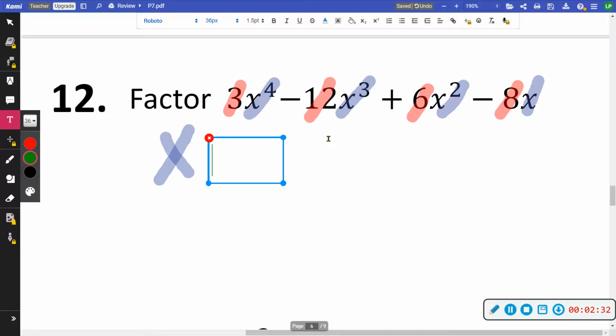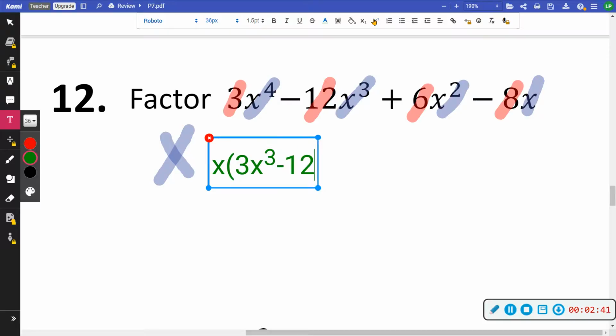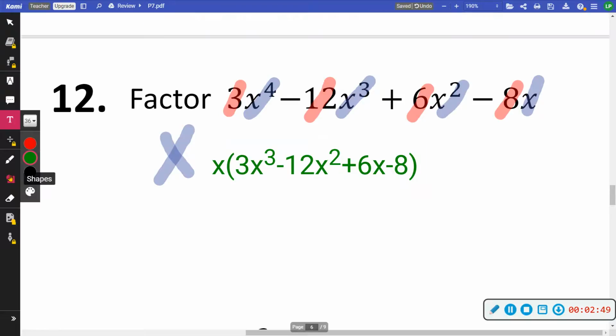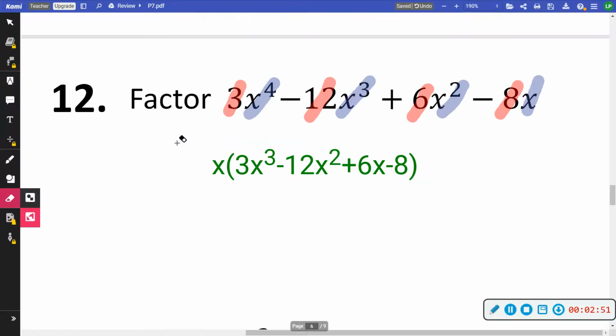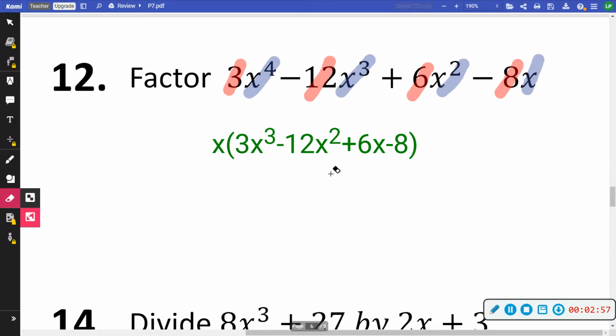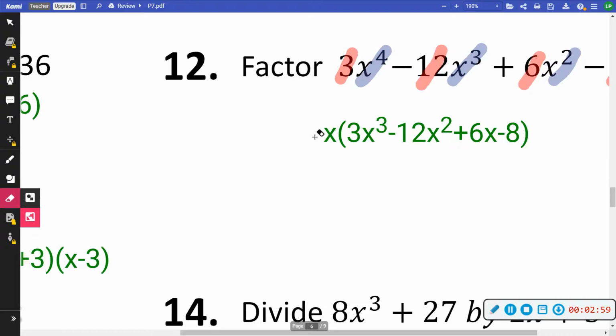What's left over, so I took out the x, would be 3x to the third minus 12x squared plus 6x minus 8. Okay, so I already took out the x. And then from there, you could factor by grouping, but I'm not going to mess with that today. So this is the GCF question.